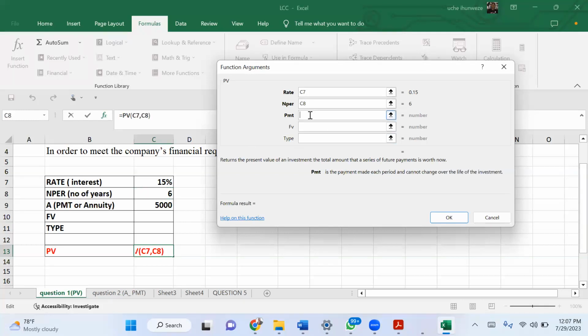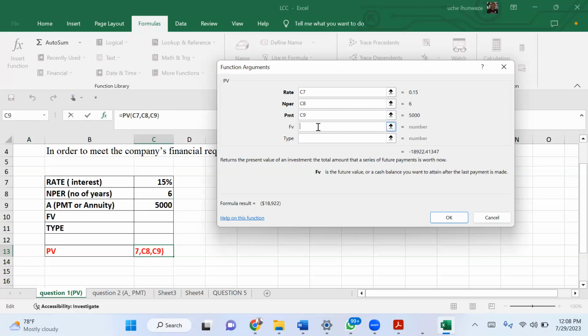I'll go to PMT. PMT represents A in Excel. That's the only change; they didn't write it as A. What I'm telling you now is PMT, payment. Remember, it is a series of equal payments coming in or going out annually. So Excel called it PMT. Under PMT, I'll click 5.